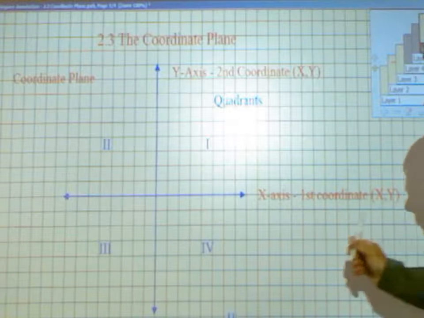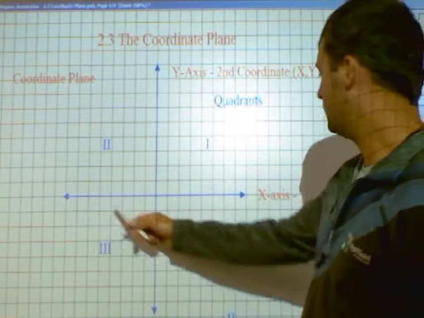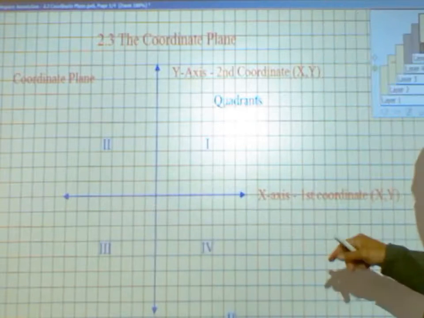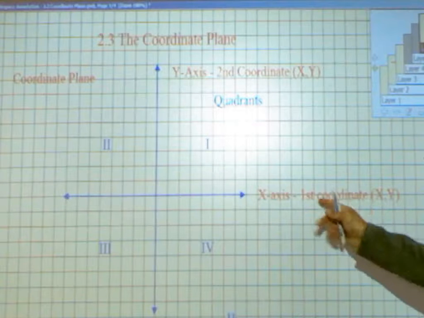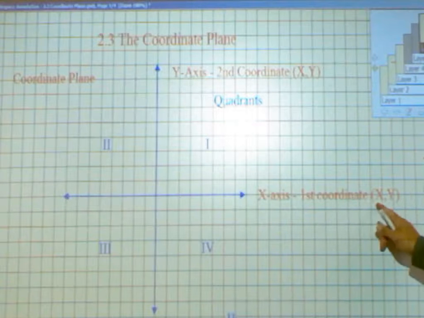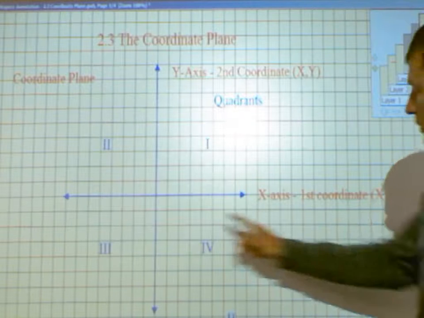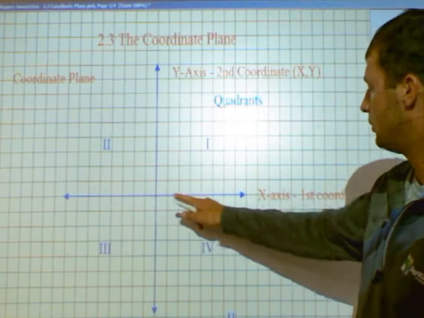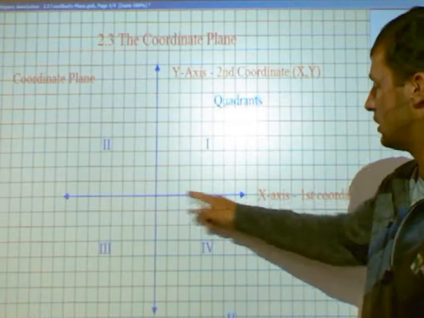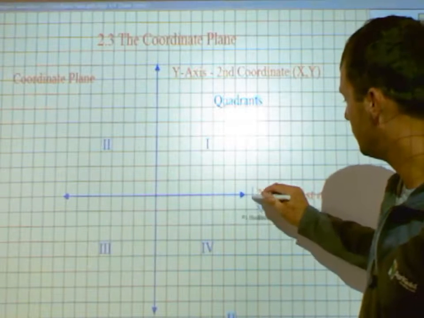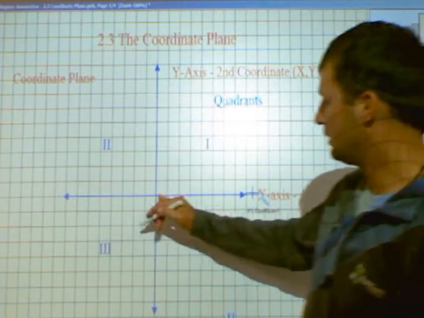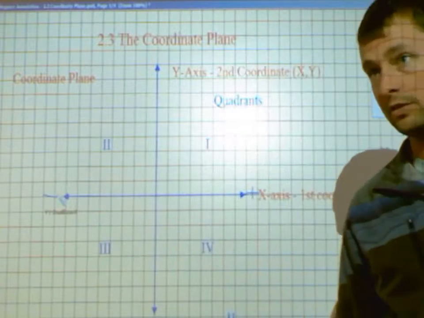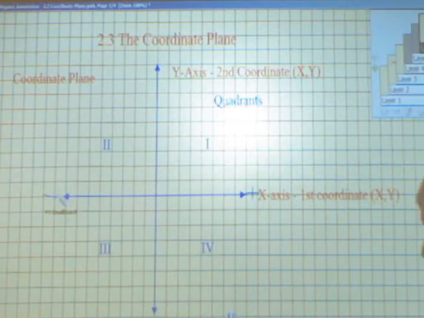The lines are the axes. The horizontal line is the x-axis. The x-axis also is the first coordinate, which is always going to be x. From the origin, which is the center location, if you go right, these are going to be positive x. Anything to the left of the origin is negative. And so this looks a lot like the number line that we just got done using in 2.2.